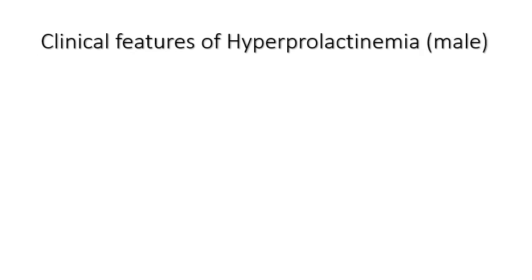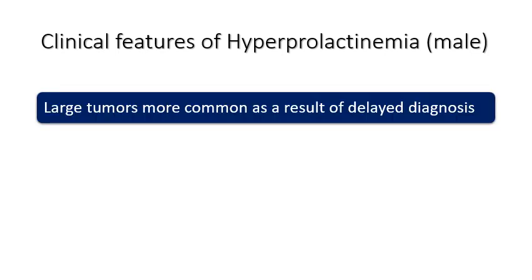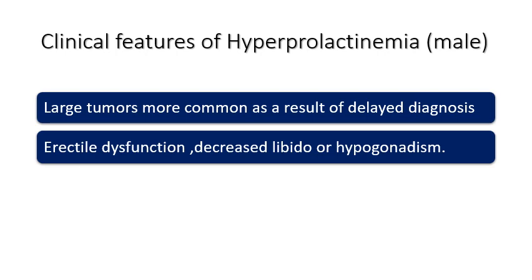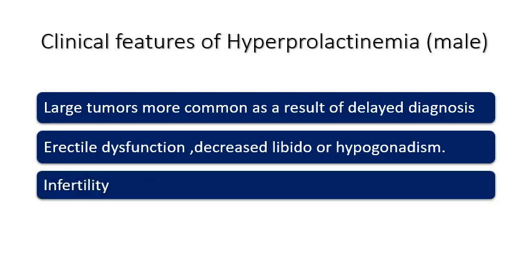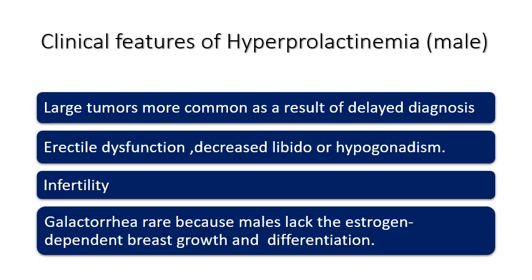Now the clinical features of hyperprolactinemia or prolactinoma in males. As a result of later presentation of the prolactinoma, those males usually have larger tumors, more commonly as a result of delayed diagnosis. So usually we see larger tumors in the form of macroprolactinoma. Due to hypogonadism, also due to the negative feedback effect of prolactin on the gonadal axis, they will present with erectile dysfunction, reduction of libido, and secondary hypogonadism. This is also associated with infertility.